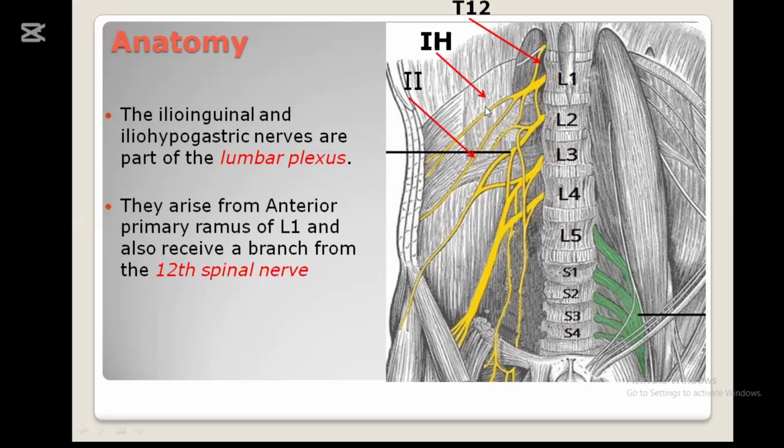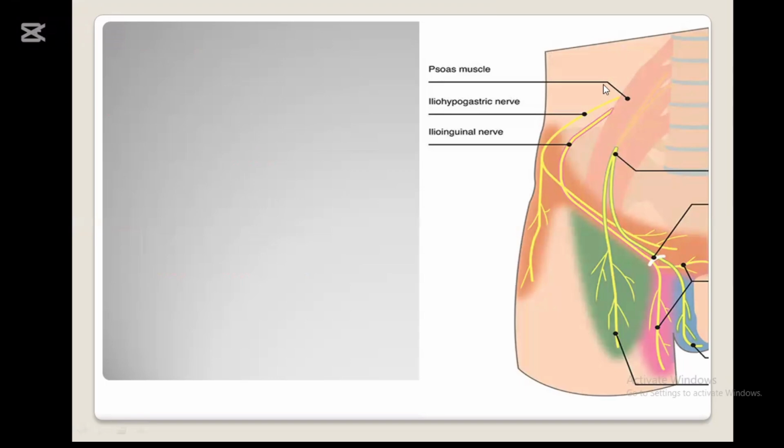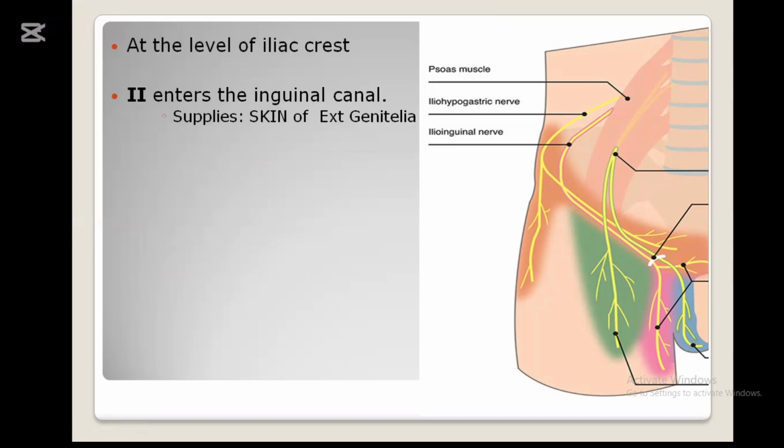So the nerve root value of ilioinguinal nerve is L1, while iliohypogastric nerve has a nerve root of T12 and L1. So they have the same path. They share the same path after emerging from the lateral border of the psoas major muscle, but on reaching the iliac crest, their paths divide. At the level of iliac crest, ilioinguinal nerve enters the inguinal canal and it supplies the skin of the external genitalia. To be clear, not the whole external genitalia, but a part of the skin of the external genitalia.